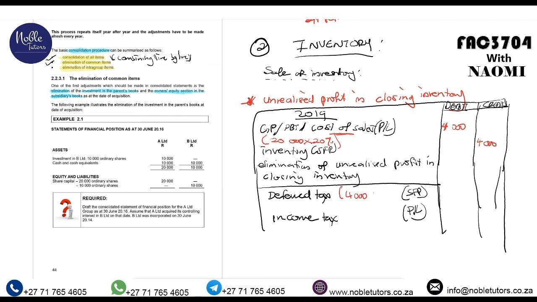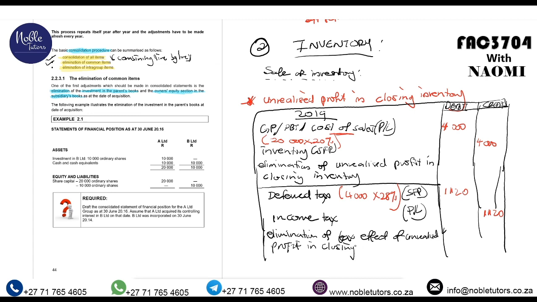Remember, I'm taking that profit of 4,000 multiplying by 28% tax rate. All right, so that becomes 1,120. And the narration could be that this is elimination of the tax effect, or tax implication of unrealized profit in closing inventory.